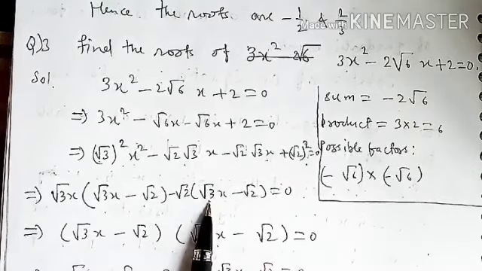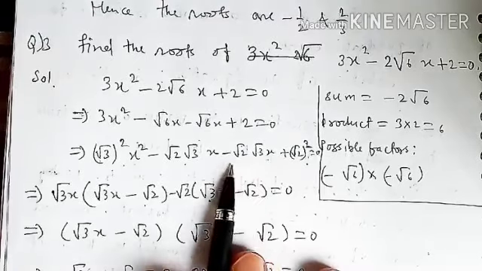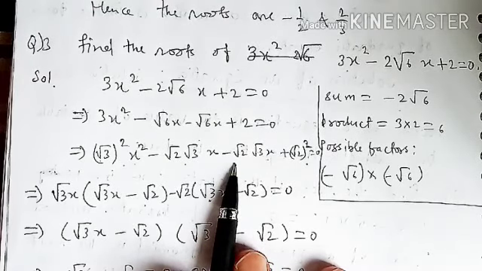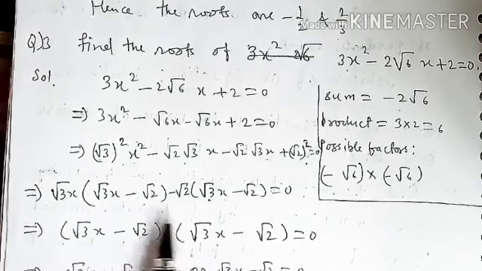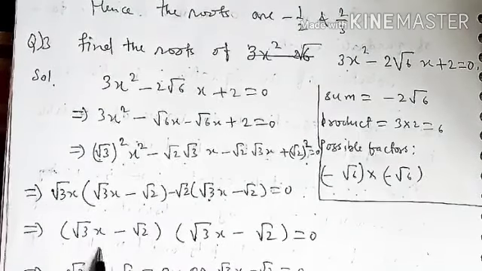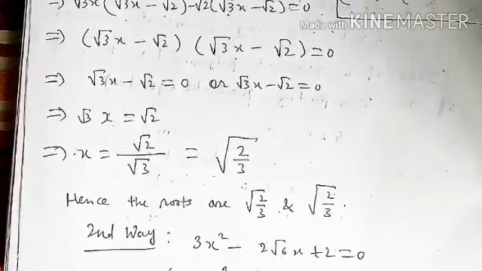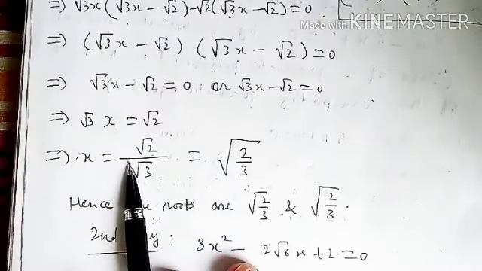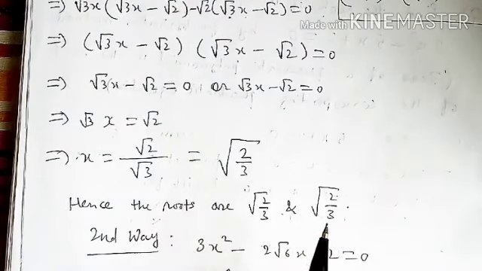Then we think, to which number is root 3x multiplied to get this one? So the answer is minus root 2. So we write minus root 2 here. Now this converts into the form. And after calculation we have x is equal to this one. Here the same root is obtained.